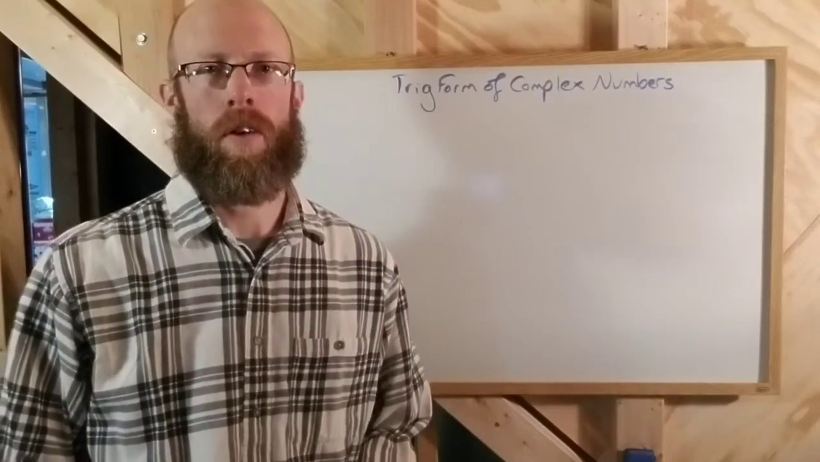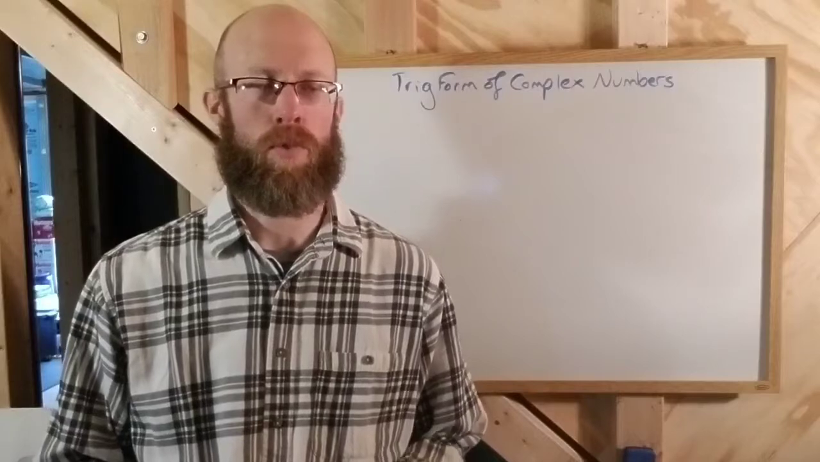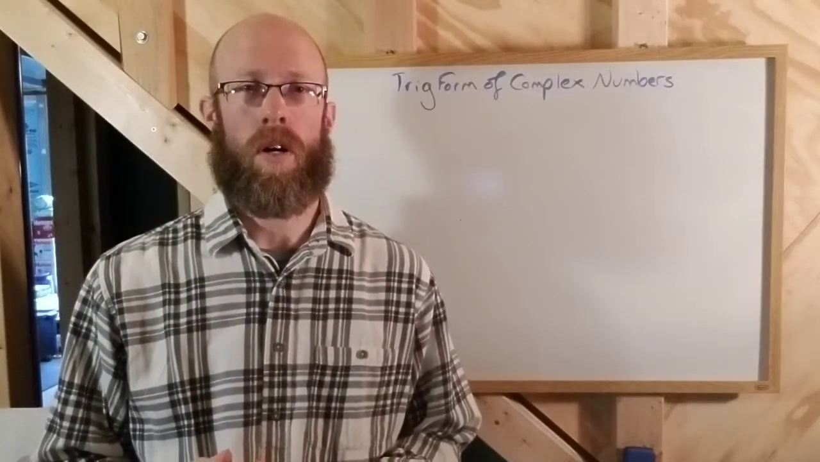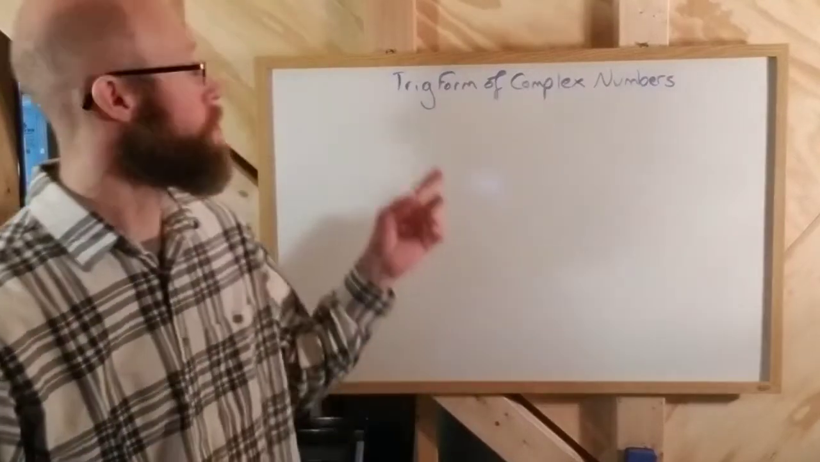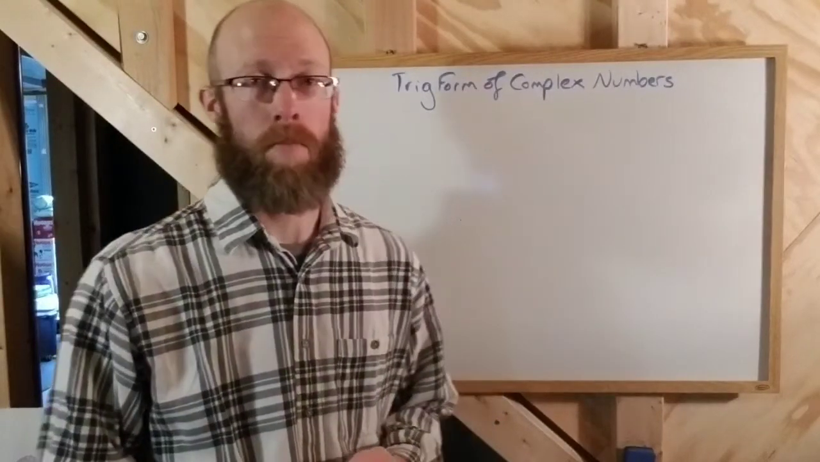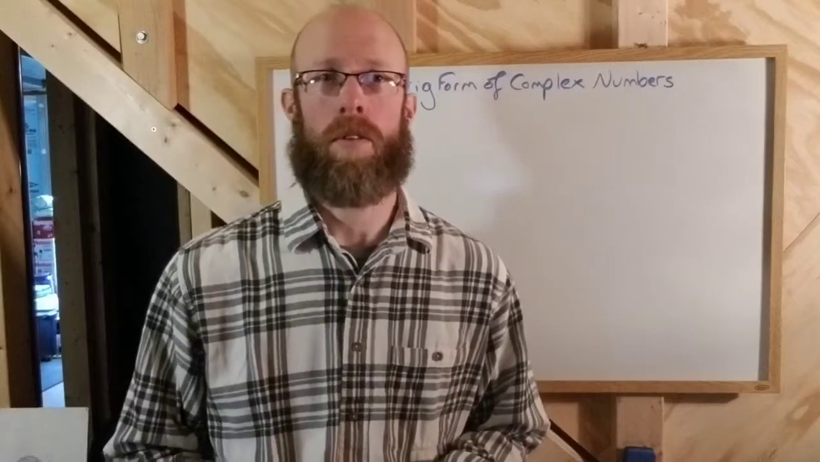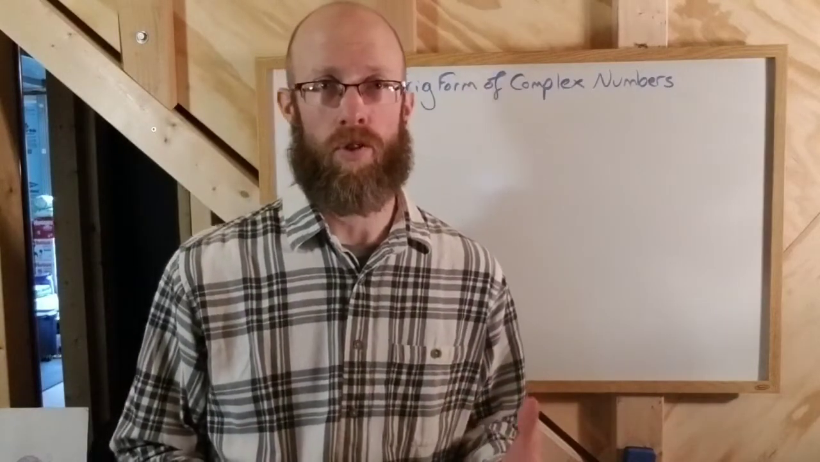Now that we have covered the definition and some of the arithmetic with complex numbers, we're going to get into how that applies to trigonometry. We're going to look at what we call the trig form or trigonometric form of complex numbers. Some people also call this the polar form of complex numbers. So how does this relate to trig?